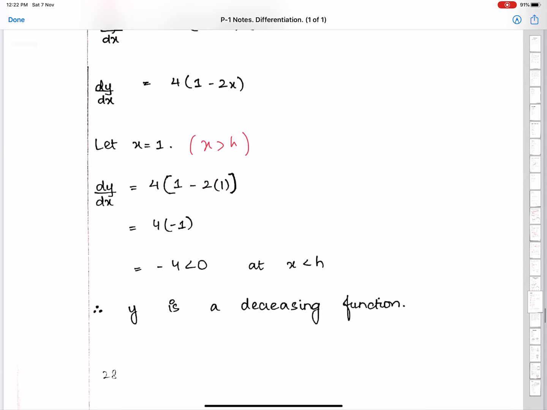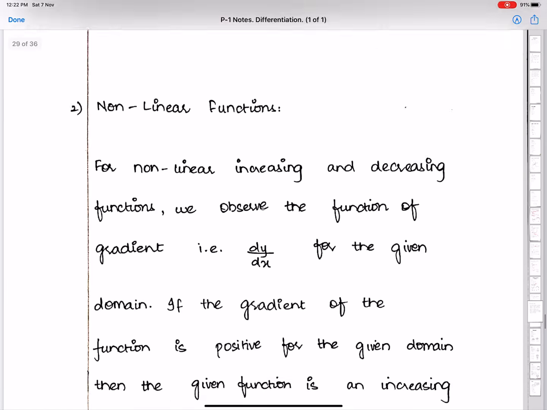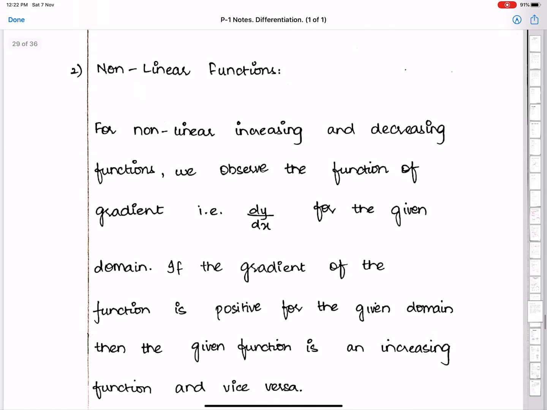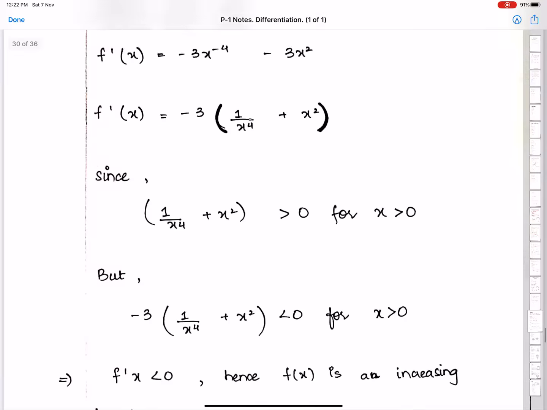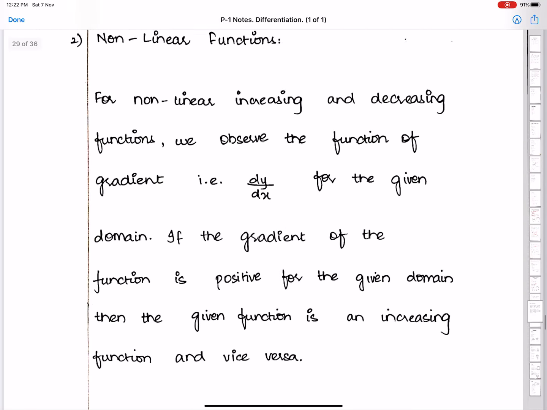So the gradient is negative. At x equals 1, the gradient is negative. Therefore, this is x greater than h. Let me correct this. Greater than h. Therefore, y is a decreasing function. When the gradient is negative at x greater than h, then the function is decreasing. This is for quadratic functions. Let me discuss nonlinear functions as well.